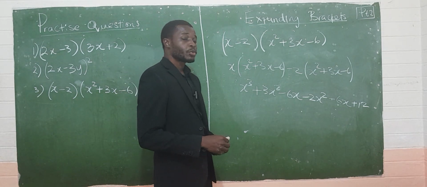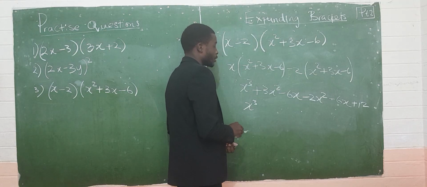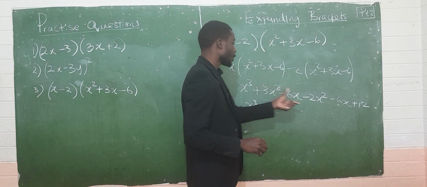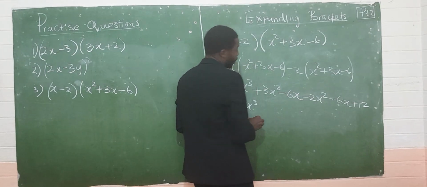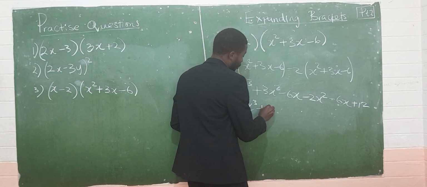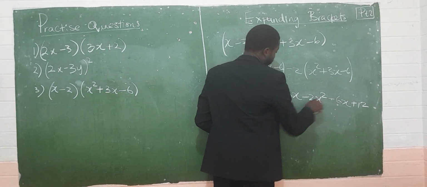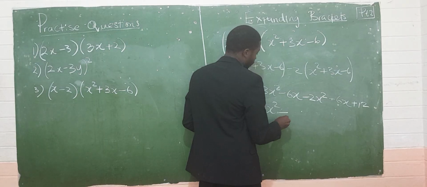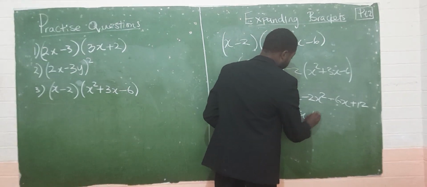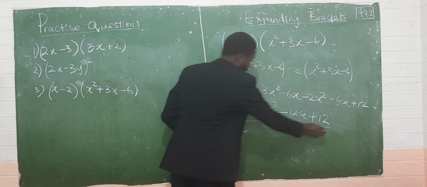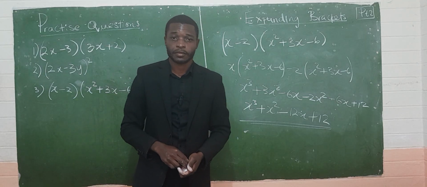I've just a little bit of cleaning up to do. I see that x cubed is not alike with any other, so I write it as is. But this x squared and this x squared, we can do something. That's 3x squared minus 2x squared, which should be able to give me just a positive x squared. I have negative 6x minus 6x, which gives me negative 12x. And lastly, 12 is not alike with any other, which leaves this as our final solution.